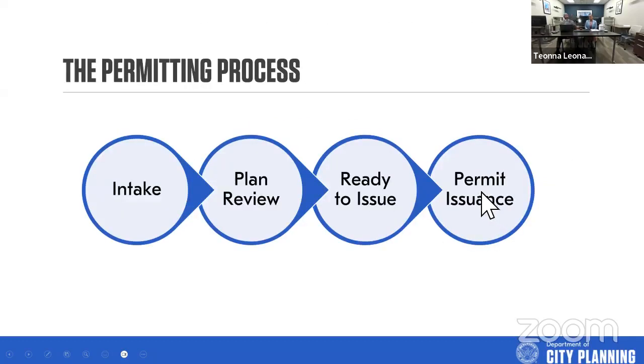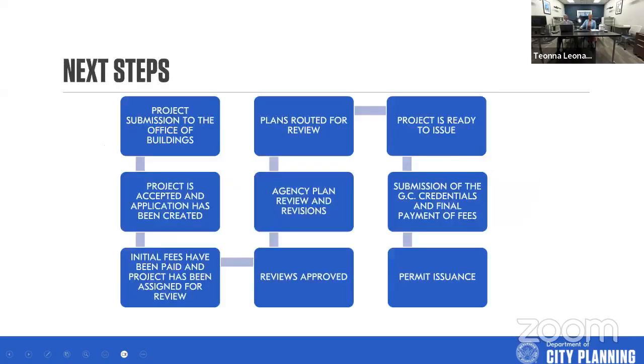And so our permitting process, this is an overview of the workflow of how that works, and I'll allow Tiana to get into more details with it. But for the most part, there's an intake process. Then we go through plan review. Once the reviews have been approved, it's ready to be issued, at which time we gather certain documents that are required, then we issue the permit. Okay, the next couple of slides are going to go through this in a little bit more detail.